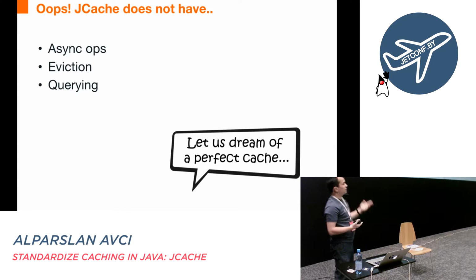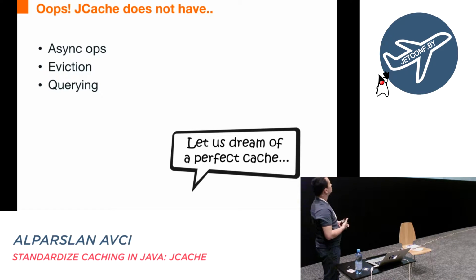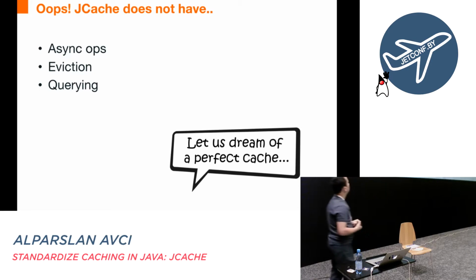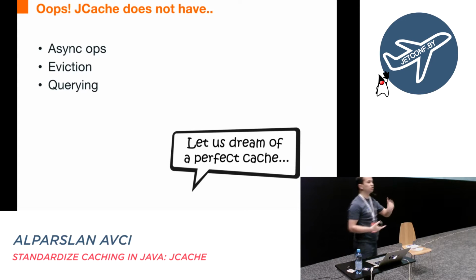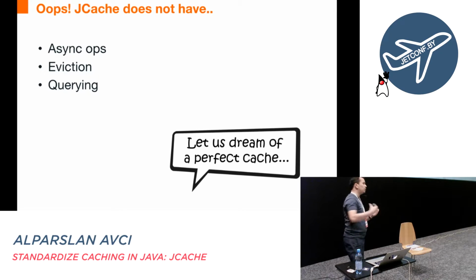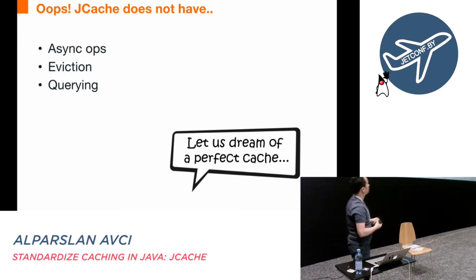Also, an eviction other than the expire policy is not provided in the specification. Again, eviction is mostly used in caches. And also you cannot query your cache by using the API. There are only direct access methods. Of course, these features are provided in the specific implementations of the vendors. But when you use the specific implementation, of course, you are out of the standard. So the trade-off comes out there.